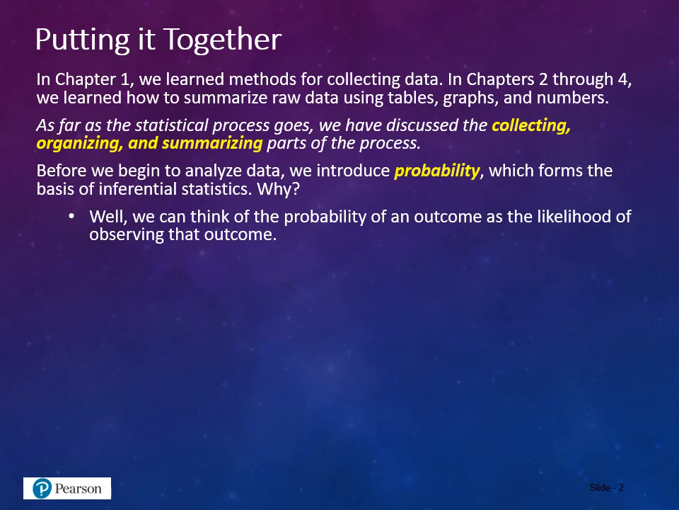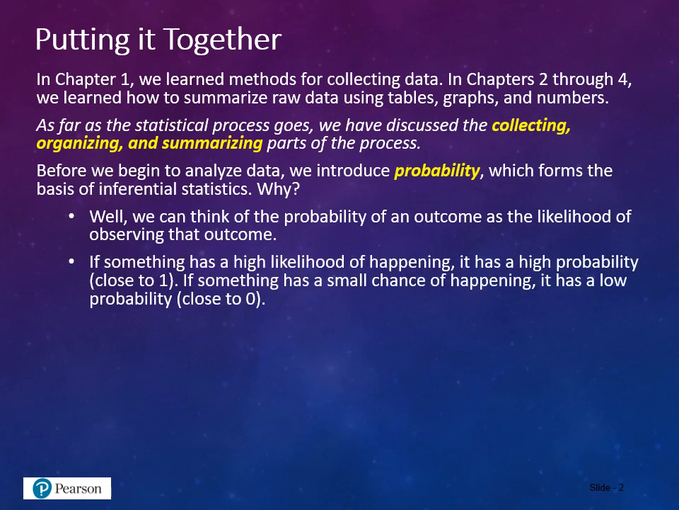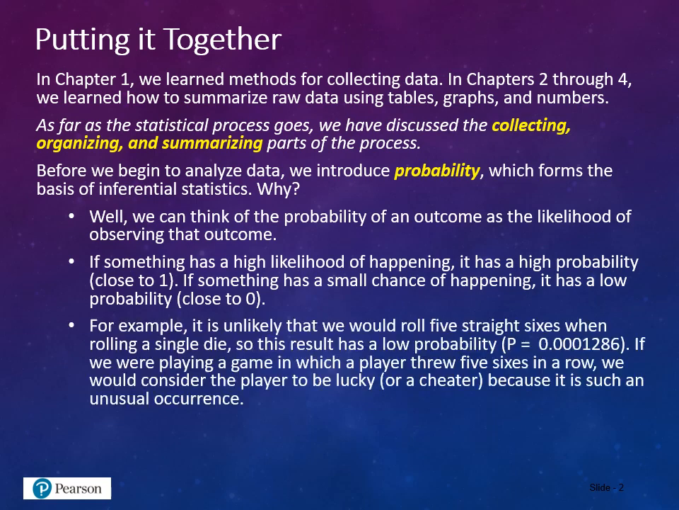Why? Well, we can think of the probability of an outcome as the likelihood of observing that outcome. If something has a high likelihood of happening, it has a high probability, which is close to 1. If something has a small chance of happening, it has a low probability, which is close to 0.